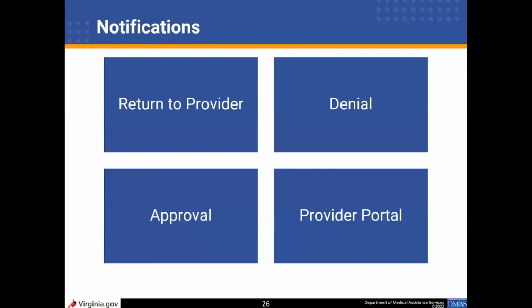So if your application is denied, you will receive a notification with reasons that your application was denied. You are not enrolled in the Virginia Medicaid program. If you are able to address the denial reasons, you may submit a new enrollment application.